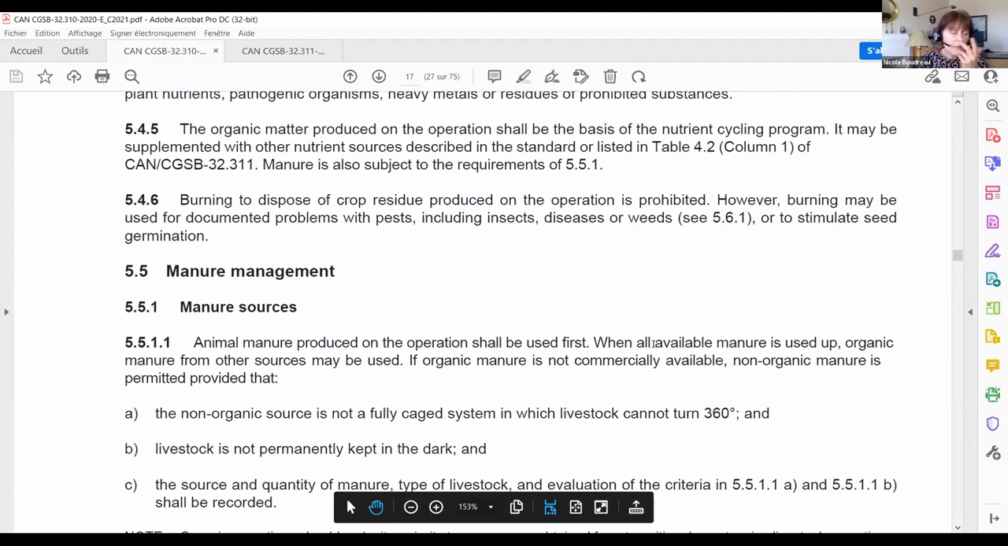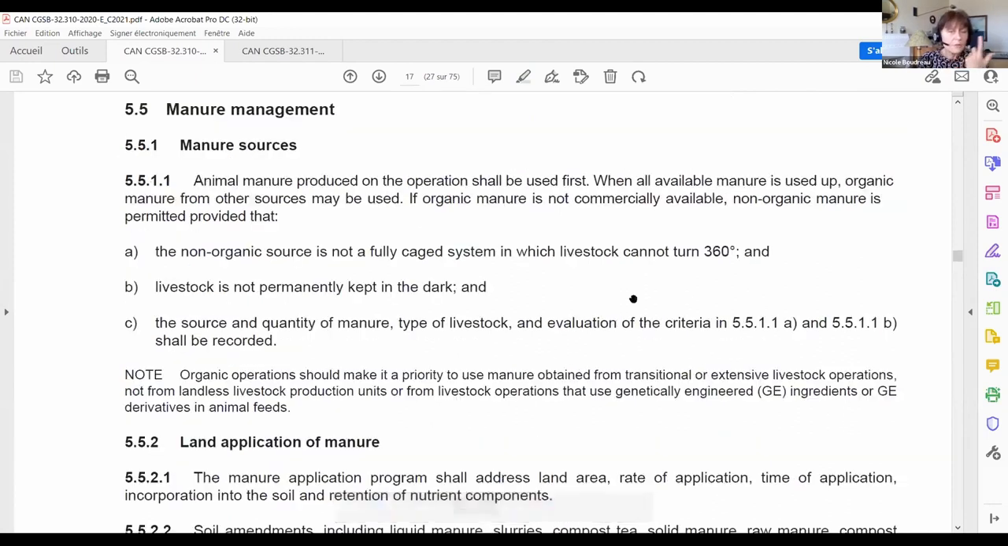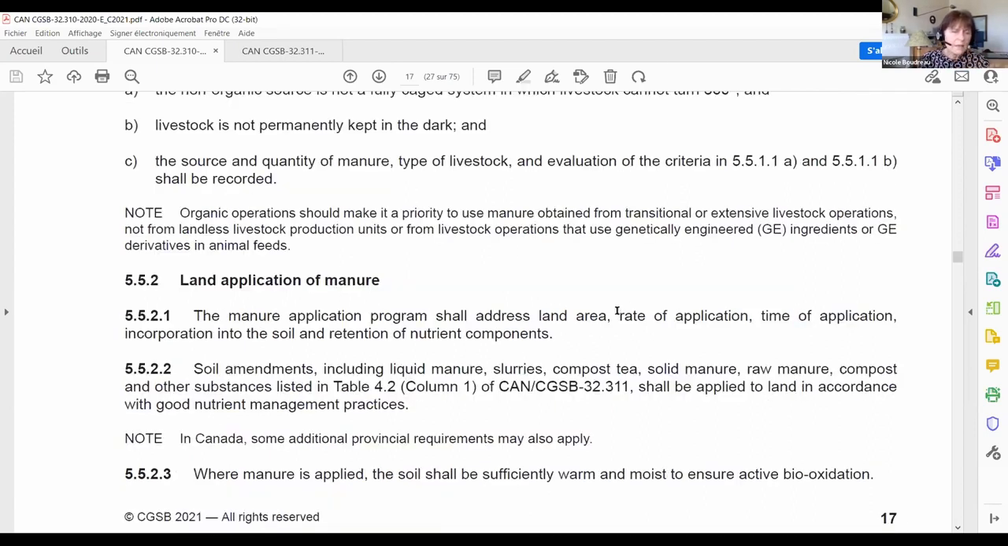Okay, so you can use manure from a non-organic farm, because manure from organic farms is rare, and especially, I think, in the prairie, but I don't want to make a false statement here. And there are restrictions about how you apply manure.